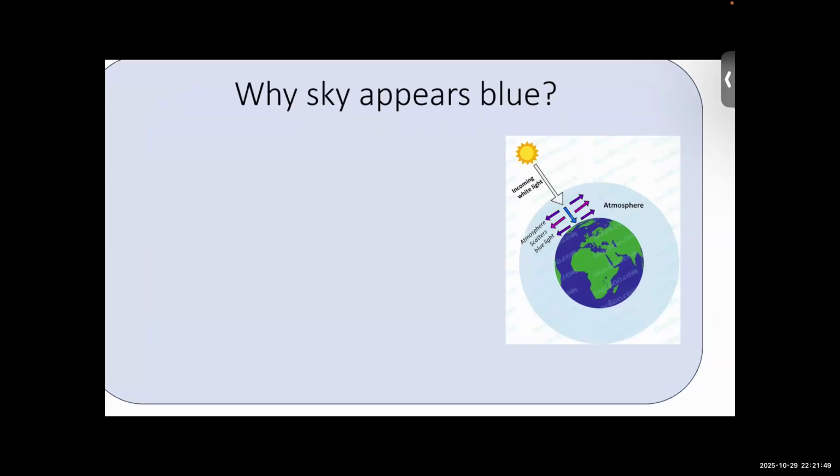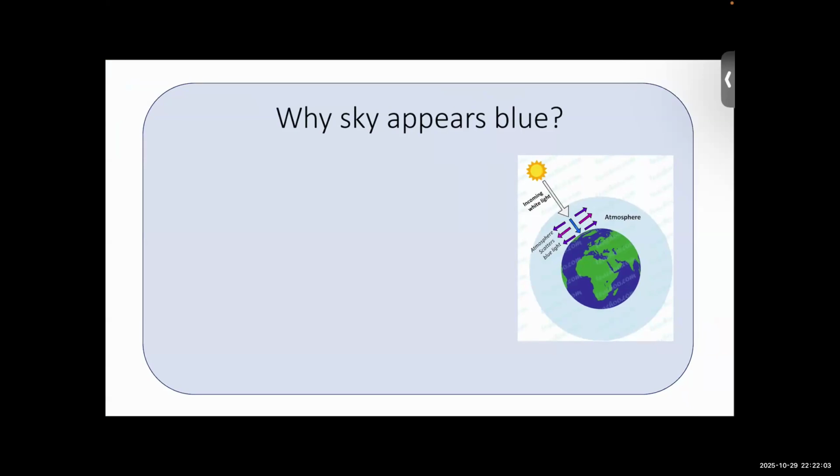Getting it, guys? Here also you can see that this is the incoming white light. Out of the incoming white light, the atmosphere scatters the blue light, particularly, not only the blue light but even the violet light and indigo light. So they are scattered. That is the reason why the sky appears to be blue in color. Understanding that or not? Tell me.